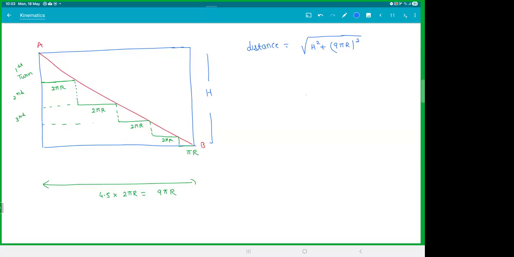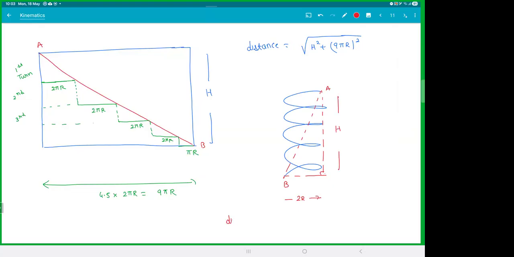Okay. So what about the displacement? So 1, 2, 3, 4, and 5, right? So the displacement, this was A, and this was B. I need to find this directly here. This was 2R, and this was H. And so the displacement was actually the easy one. Root over H square plus 4R square. All clear with the helix? Clear? Let's see one more.